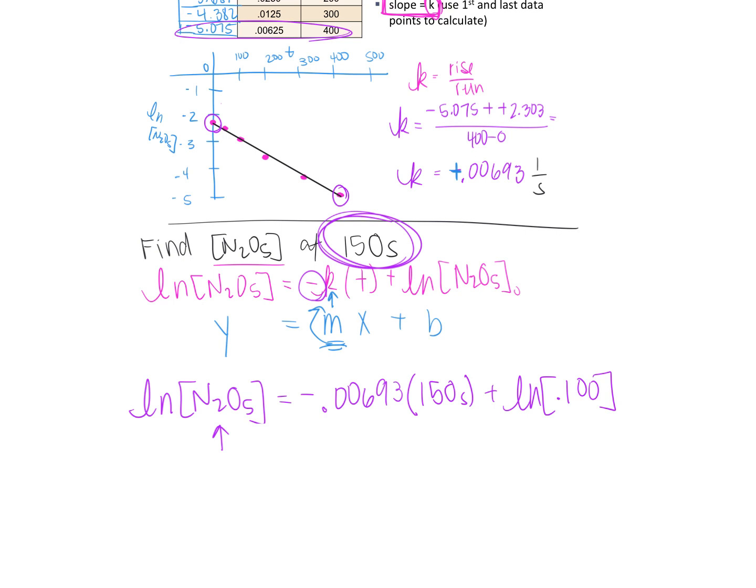So I can solve this whole right side of the equation at this point. Natural log of 0.1. Right, I can do that whole right side. It should come out to negative 3.347 equals the natural log of N2O5. Tell me if your right side of your equation came out similar to that.